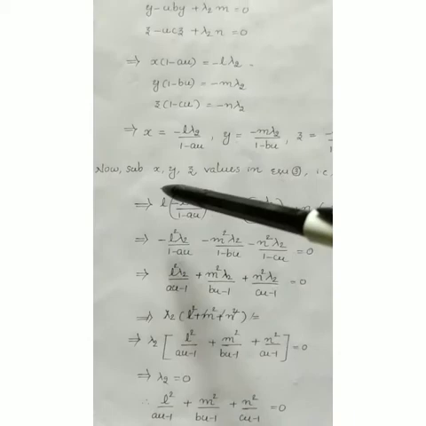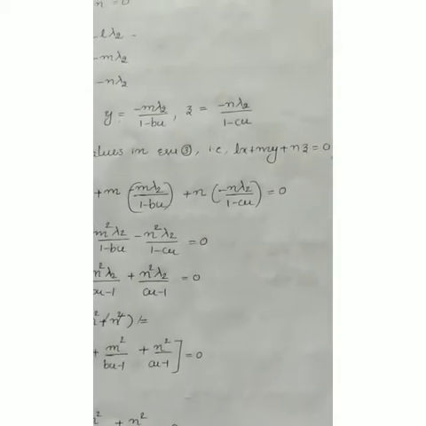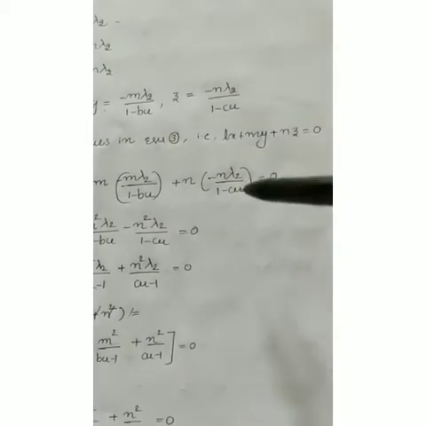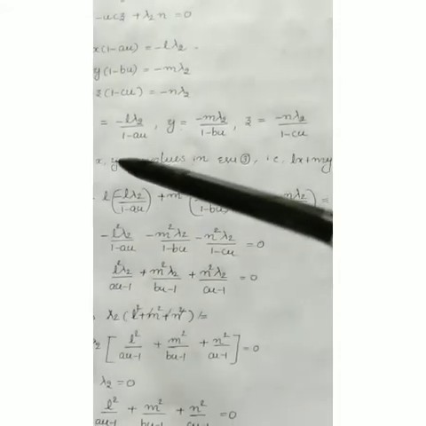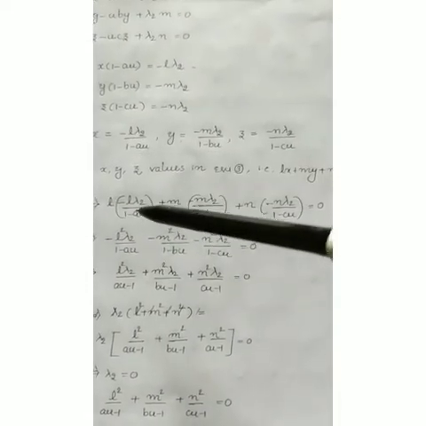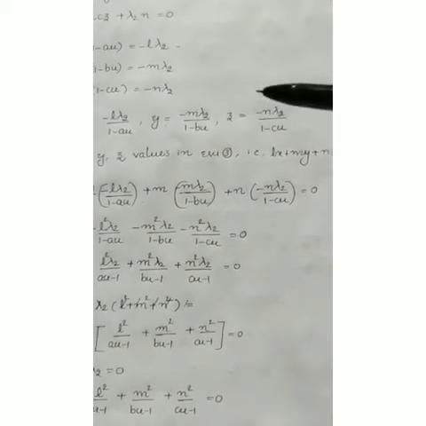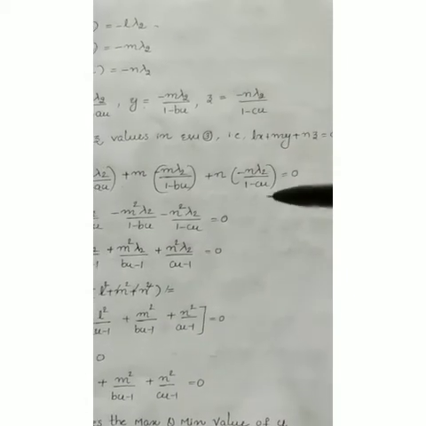Now substituting these x, y, z values in equation 3, that is, equation 3 is lx plus my plus nz equal to 0. So in this equation we have to substitute the x, y, z values, that is l into (l minus l lambda 2 by 1 minus au) plus m into (m minus m lambda 2 by 1 minus bu) plus n into (n minus n lambda 2 by 1 minus cu), that equal to 0.